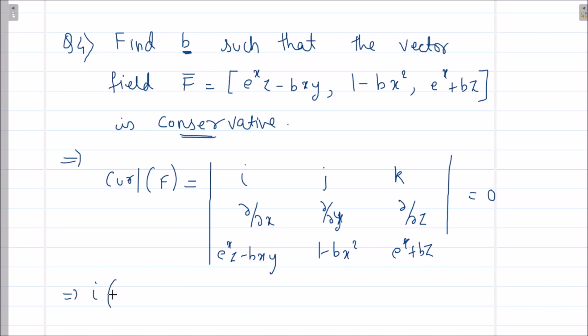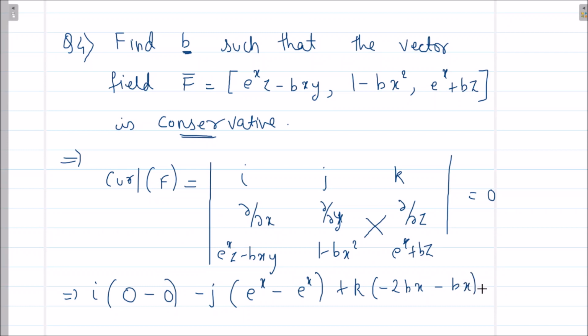This is i into, with respect to y, this minus this. So with respect to y, this will be 0, minus with respect to z, this will be 0, minus j into you have only e^x and minus e^x, which is again 0, plus k into you have minus 2bx, and minus when I do with respect to y, I have bx. Correct? If I'm not wrong, this might be a plus sign over here. So this is equal to 0.